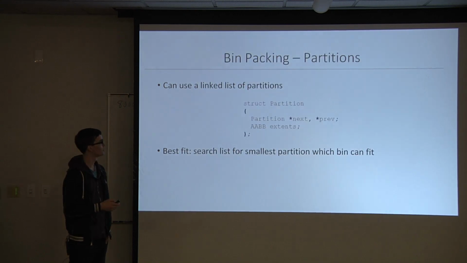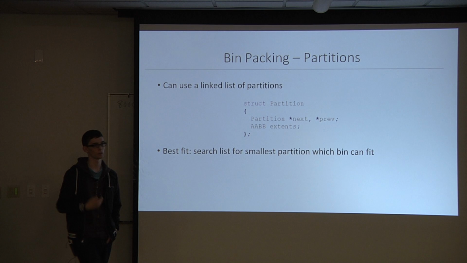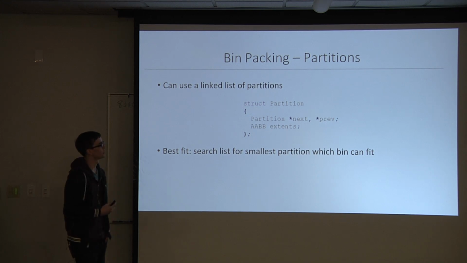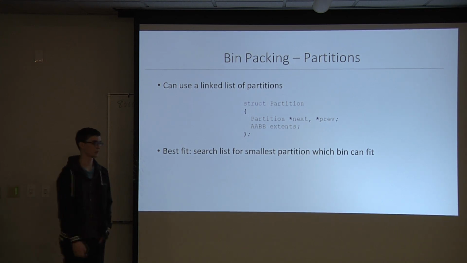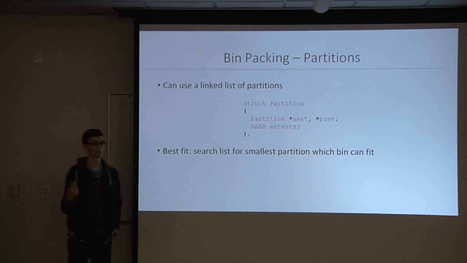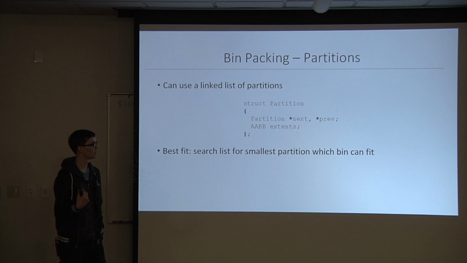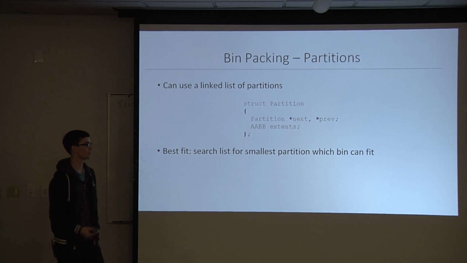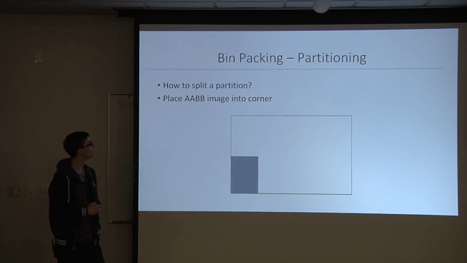So if you were to implement this, this might be what your partition looks like. You can have a linked list of AABBs representing empty spaces. When you do your best fit, you can loop over your linked list and just keep track of whichever partition is smallest that your image can fit in. Then when you're done searching, an O(n) search, you return that best fit, you stick your next image in there, and then just repeat the partitioning step until you're done.